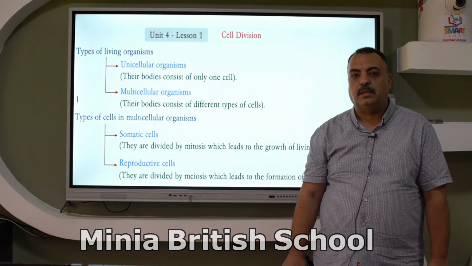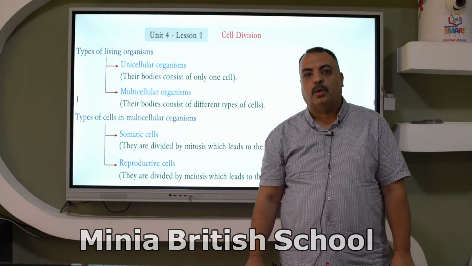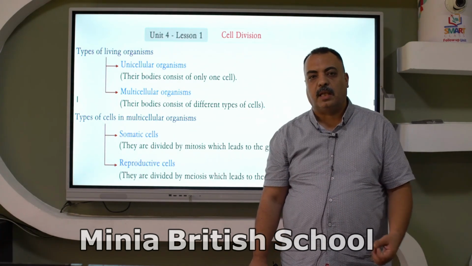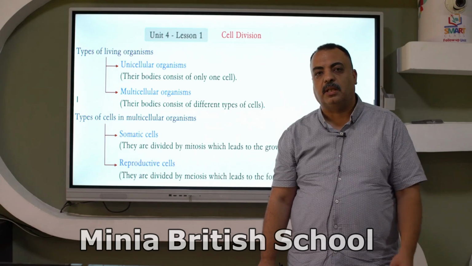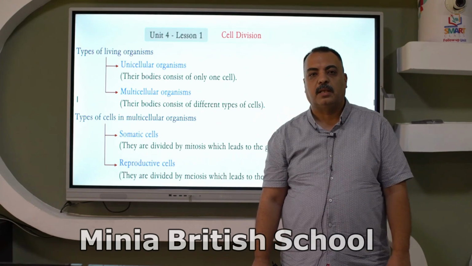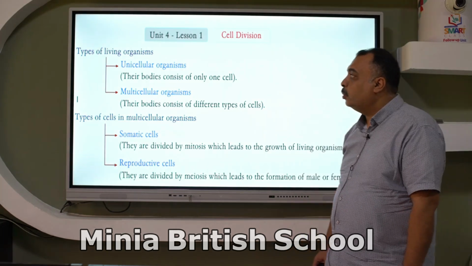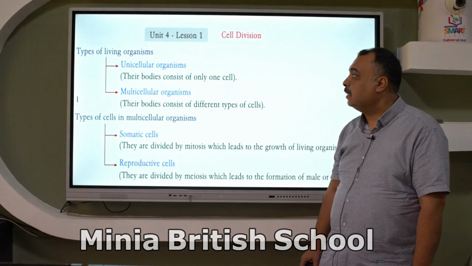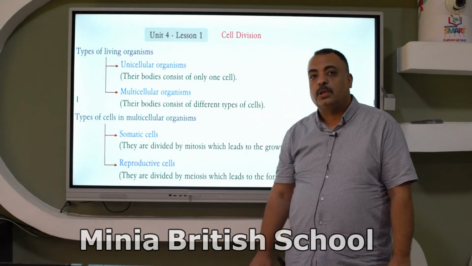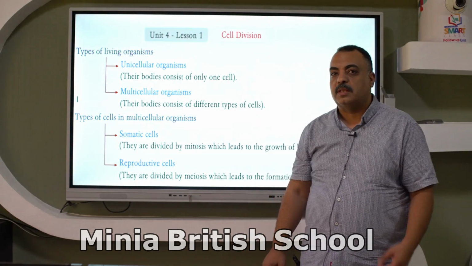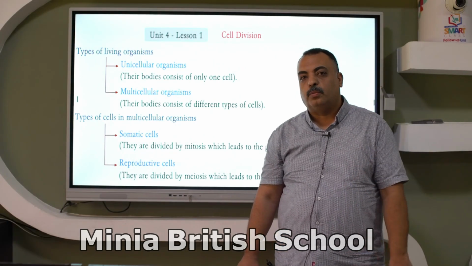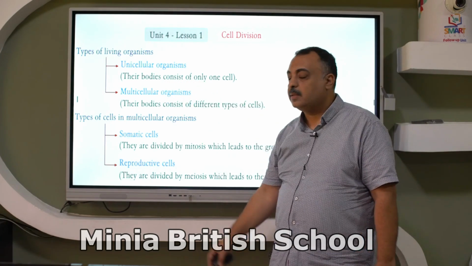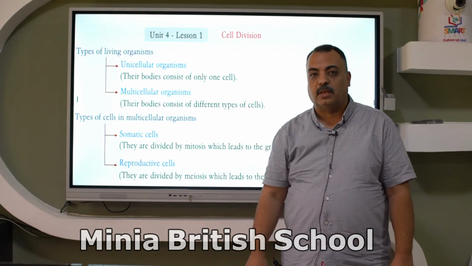While eukaryotes are the living organisms which have the nucleus and nuclear membrane, and the genetic material is incorporated inside the nucleus. Here is also another division for the living organisms. This is the division in which we depend upon the number of cells which form the body of the living organism, like, as you see, unicellular organisms and multicellular organisms.